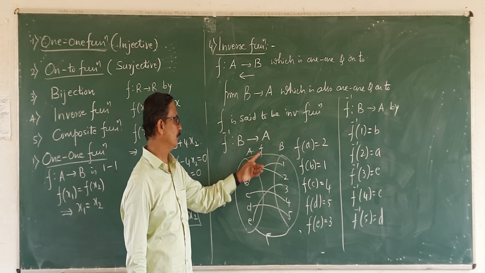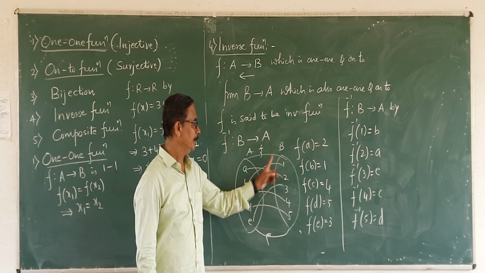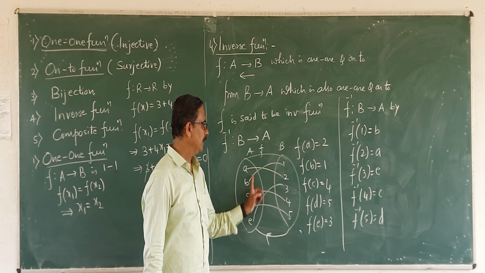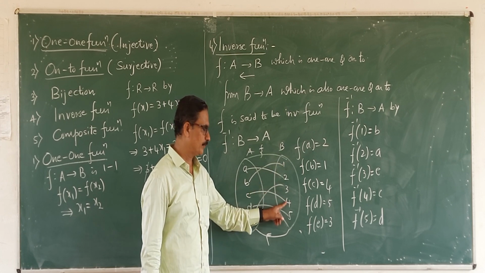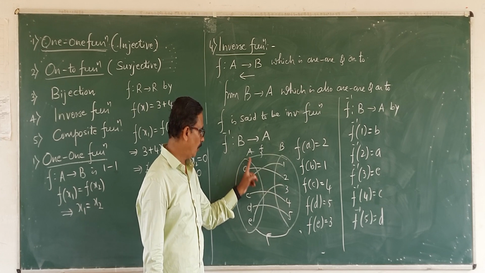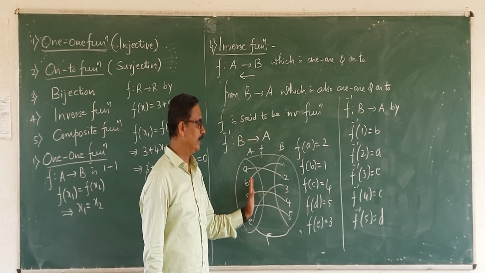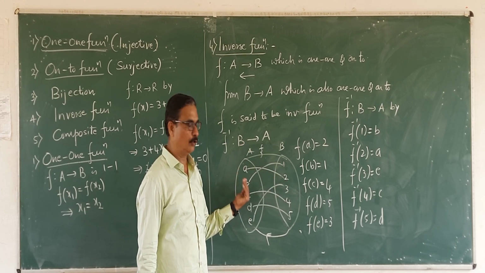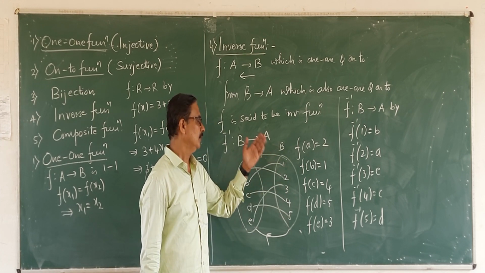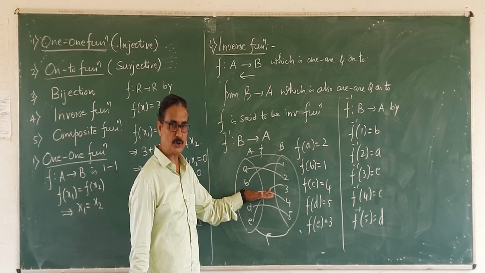F is a function from A to B defined by: A is a set consisting of 5 elements, B is a set consisting of 5 elements. Here image of A is 2, image of B is 1, image of C is 4, image of D is 5, image of E is 3. All the elements will have different images in the set B. Here it is one-one as well as onto because codomain is equal to range. All elements are satisfied, codomain is equal to range. Therefore it is one-one and onto, that is a bijective function.